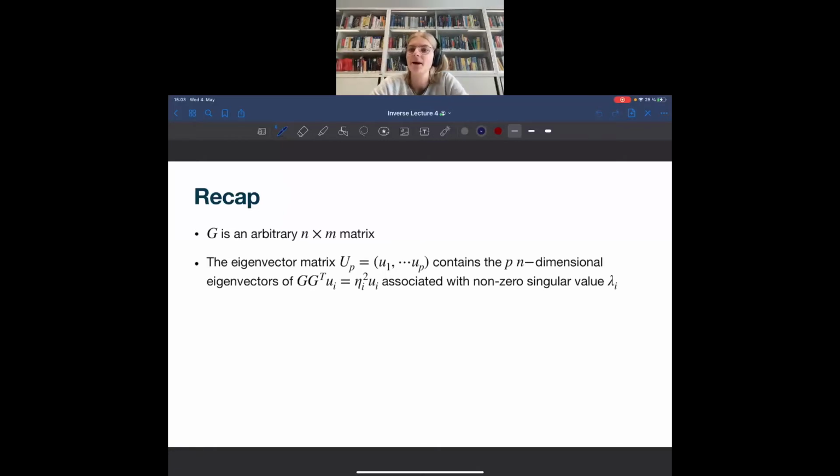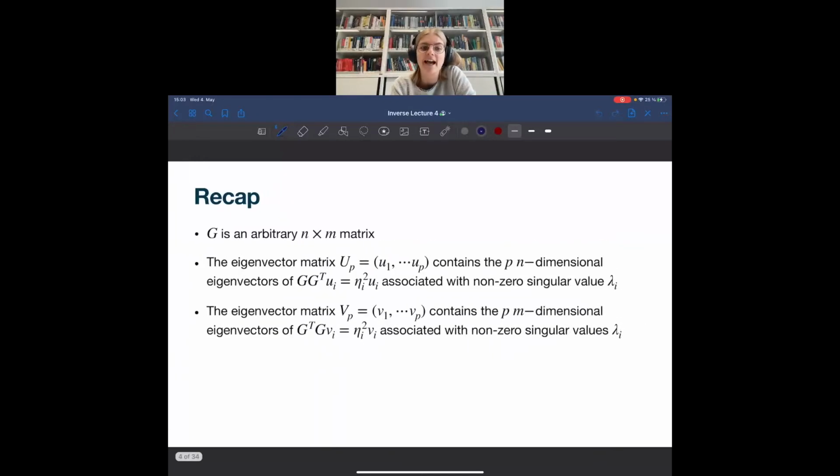And then we came up with this arbitrary value P. And if you remember, P was the number of non-zero eigenvalues or singular values. And so when we talk about UP, then we mean all the eigenvectors that correspond to the eigenvalues or singular values that are non-zero. So please keep that in mind. We will step over it quite often today.